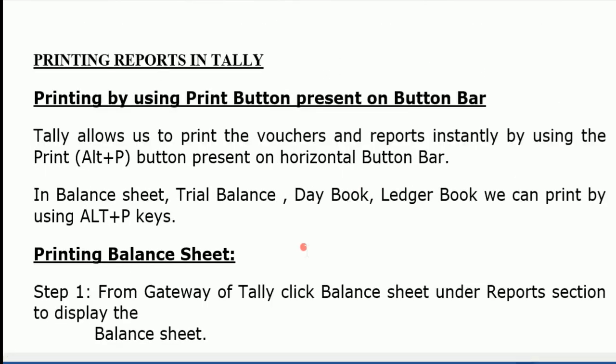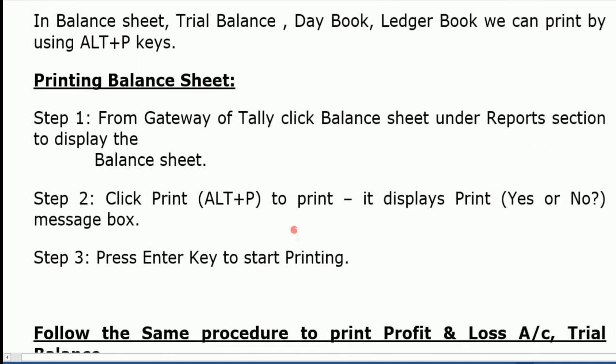Printing reports in Tally. In Tally, we can print any screen information by using print button or Alt plus P. Alt plus P is a shortcut. Otherwise, the print button will be available in the vertical button bar, which is on the right side. And in balance sheet, trial balance, day book, ledger book, we can print by using Alt plus P keys. Even you can print balance sheet by the method step 1.